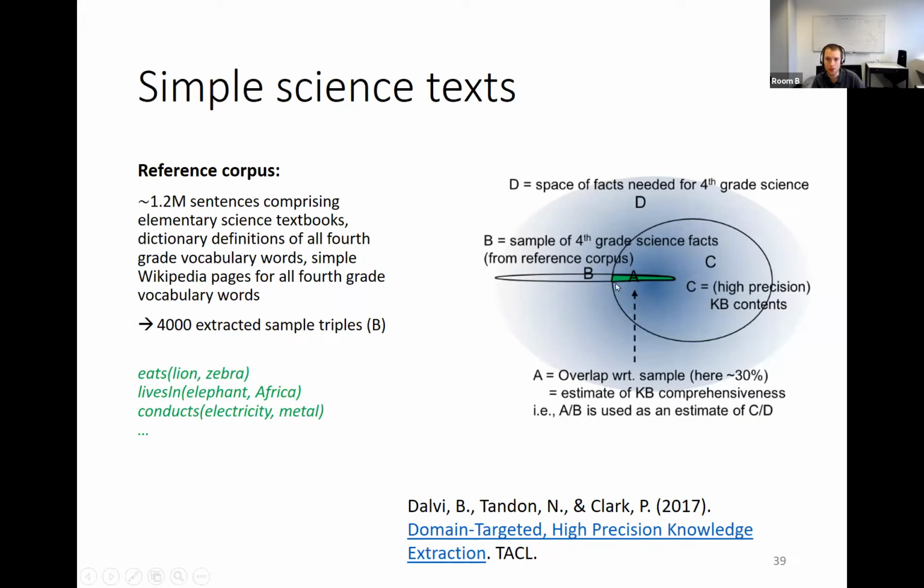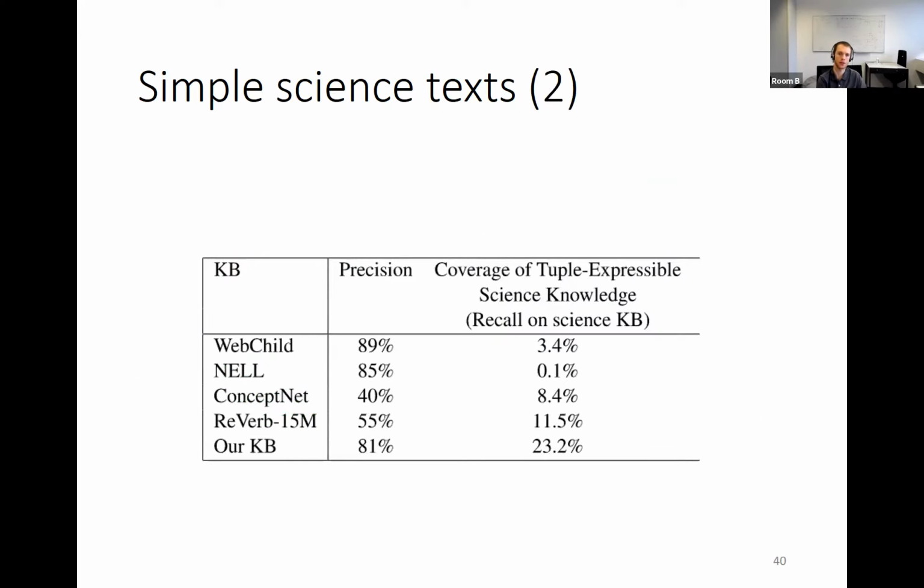The graphic on the right-hand side shows the sample of facts B that they aim to cover and their knowledge base C; the overlap is the area A. They use that overlap as an estimate of how much of all the facts that are relevant to science the knowledge base covers. And with that estimate, they arrived at a number of 23% recall, which has many shortcuts in this computation, but at least it's a way to get a concrete number. So 23% recall for their domain of interest.